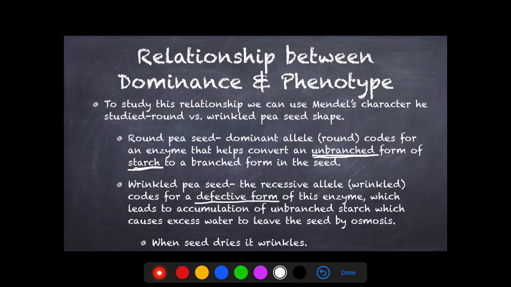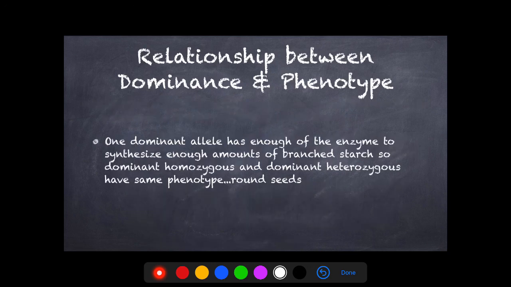Hence you have a wrinkled pea seed. All right, so the round pea seed is going to have this enzyme that's going to convert unbranched starch to branched. The wrinkled pea seed is going to have an accumulation of the unbranched starch, which causes excess water to leave the seed.